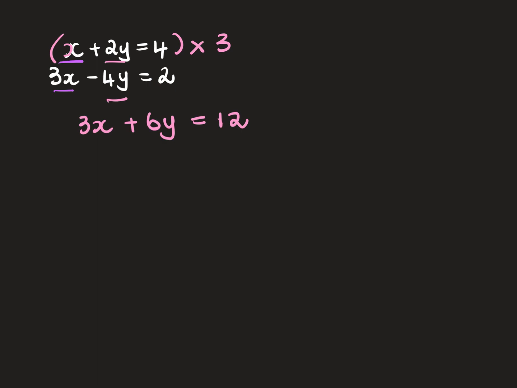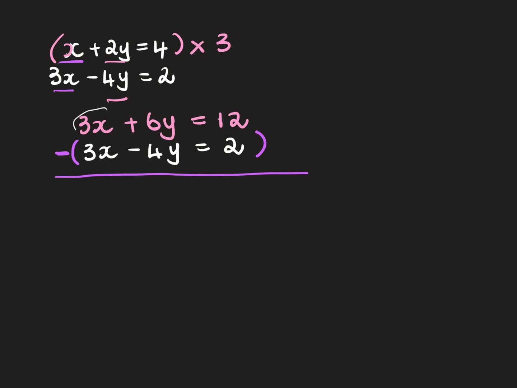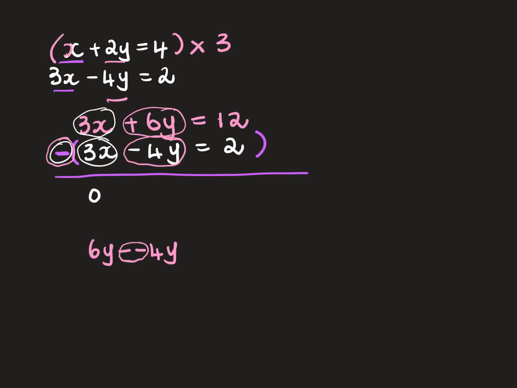Then underneath, I'm just going to write the other one exactly as it is. 3x minus 4y equals 2. Now, I've got the same number of x's in both. I think to myself, if I subtracted, then that would eliminate those x's. So let's try that. 3x take away 3x is 0. Those x's have gone. Next, I've got positive 6y take away negative 4y. Negative, negative is a positive. Same as 6y plus 4y, which is 10y.